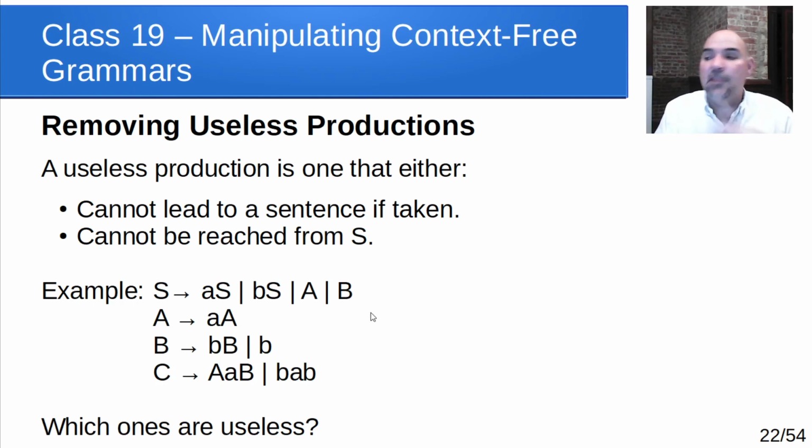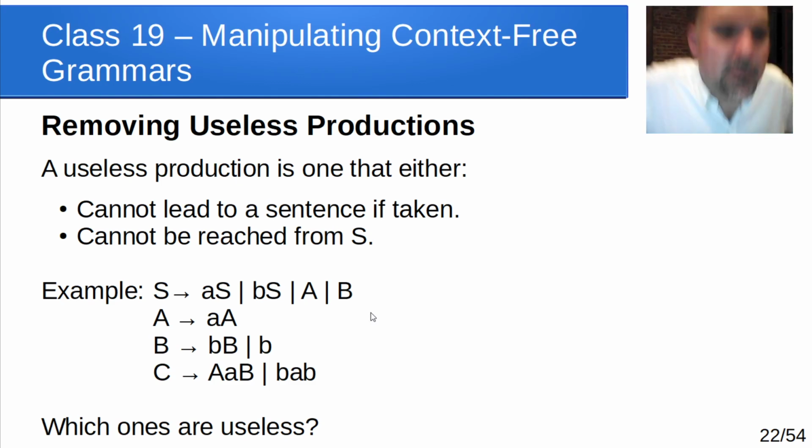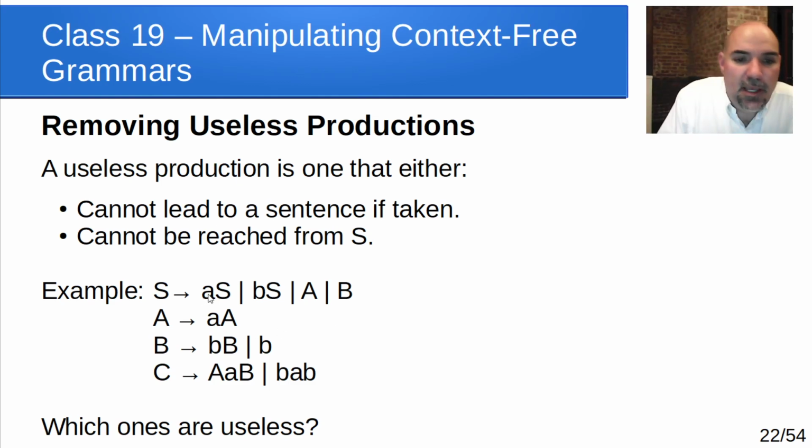All right, let's look at an example here and see if we can figure out which ones are useless. Here's an example of a context-free grammar. We've got S produces AS, S produces BS, S produces A, S produces B. We do have some unit productions here, but we're not worried about that right now. We could get rid of those if we wanted to, but we'll just leave them in since we're focusing on useless productions. And then we have A produces lowercase a, B produces lowercase b, B or B, and C produces A, B, or B, A, B. So which ones of these are useless? Let's take a second to look at it.